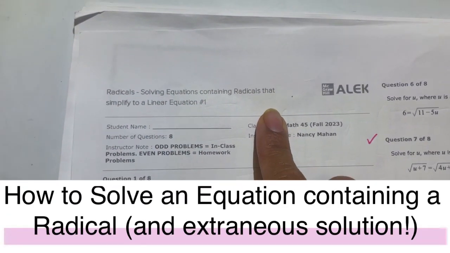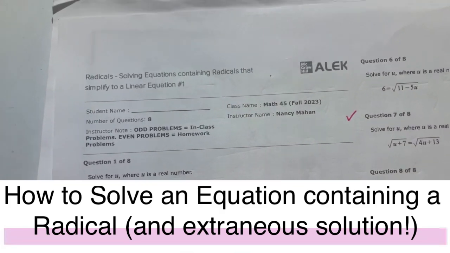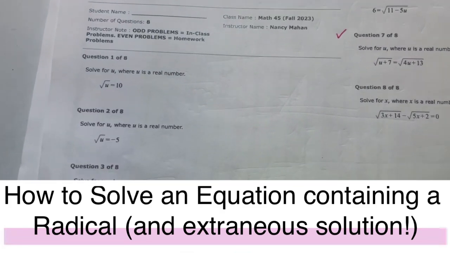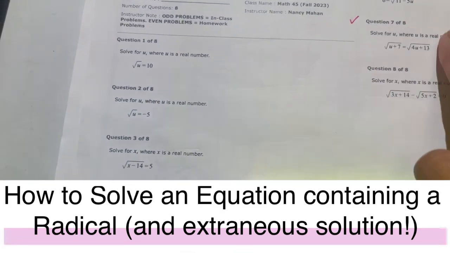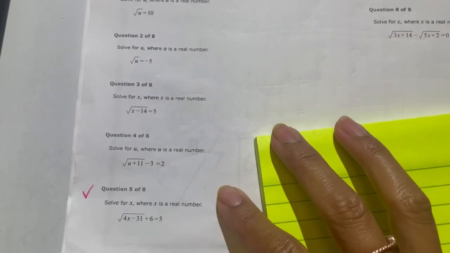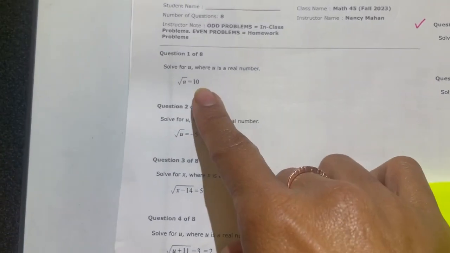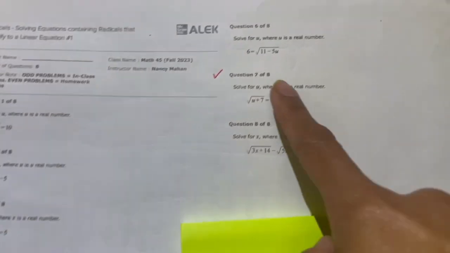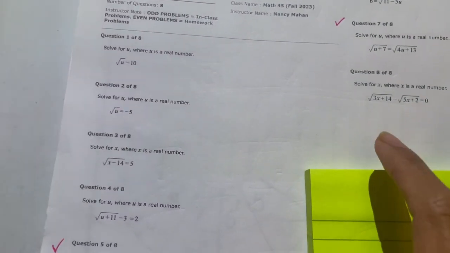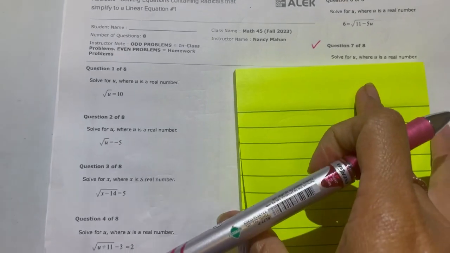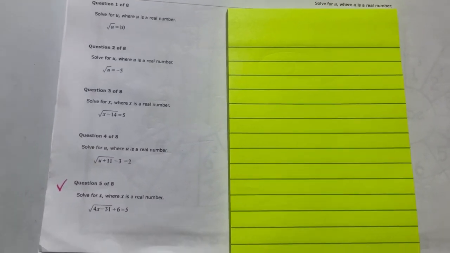Solving equations containing radicals. So now we get to the big kahuna, right? Which is, how do you solve equations with radicals in it? Notice that all of these have radicals, and we need to solve for u. As you know, how I like to do things is step by step.